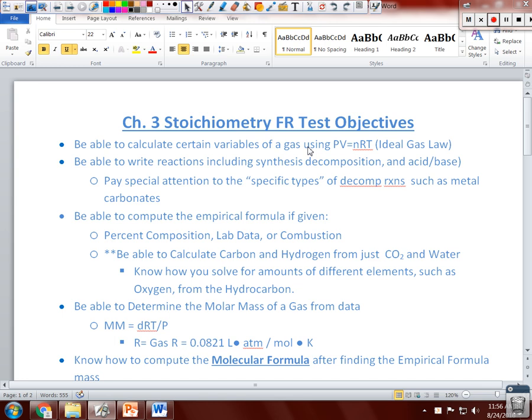So number one, be able to calculate certain variables of gas using PV equals nRT as an estimate of the number of moles of gas. Again, remember the big thing in this: the units must match. That's going to be the most important part. If you don't put all of the units in it, and then your R, remember we have to use the gas R, because there are two different versions of that gas R, okay?